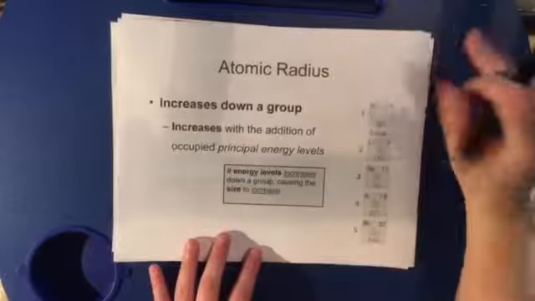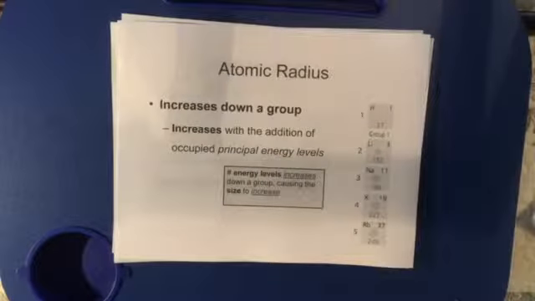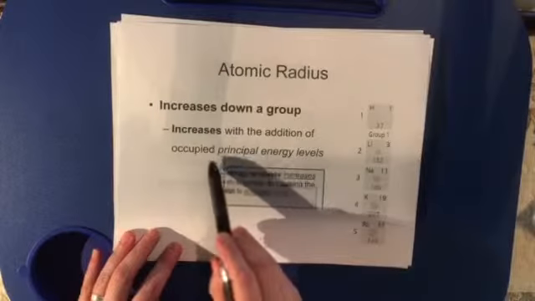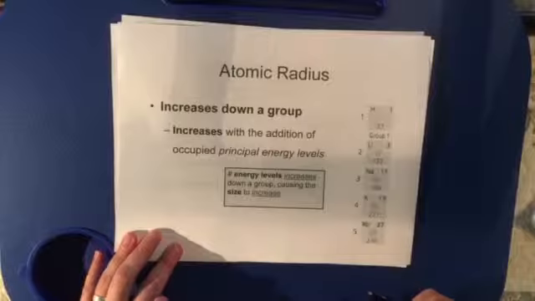And then it increases down a group. So as you go down a group, it increases because you're adding energy levels. So it increases down a group because you're adding principal energy levels, and so the element is getting bigger.